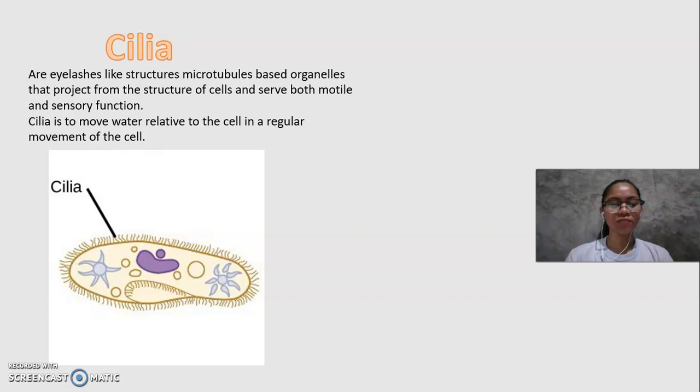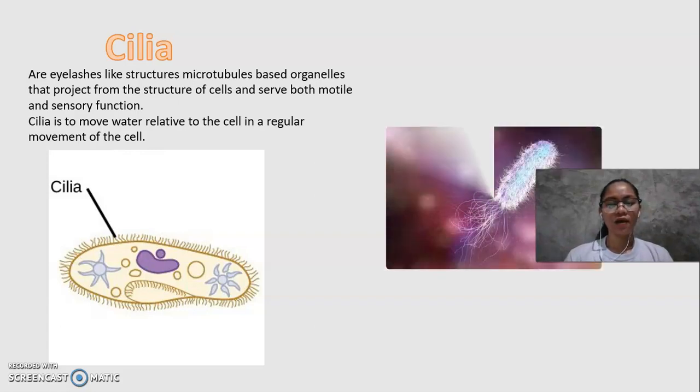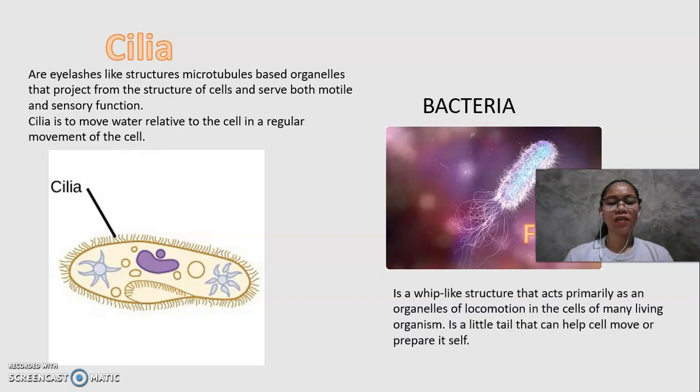Another unique structure of some cells is the flagella. Flagella are found in some bacteria. A flagellum is a whip-like structure that acts primarily as an organelle of locomotion in the cells of primary living organisms. It is a little tail that can help the cell move or propel itself.